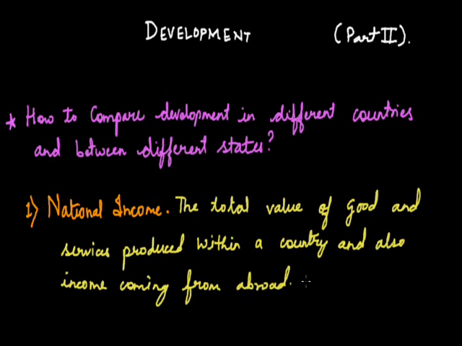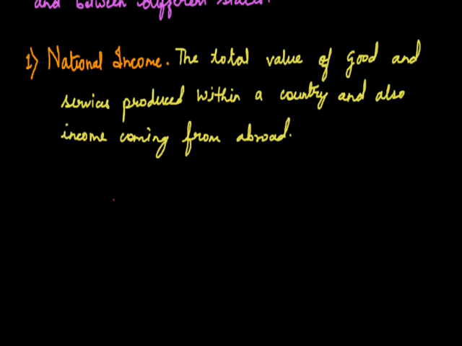In the previous lecture, we told you about the concept of GDP, which is gross domestic product. It includes the final value of goods and services produced in the three economic sectors: primary, secondary, and tertiary. National income adds the income coming from abroad to that GDP, which then gives the total amount of money earned by the nation. The second criterion used for calculating the development of any country is per capita income.